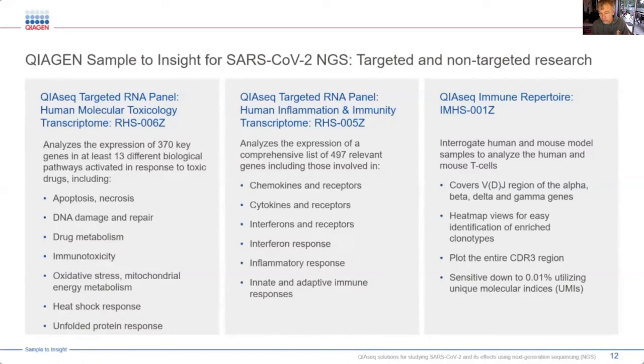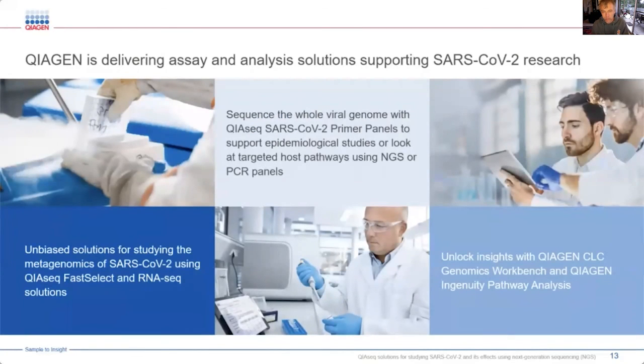Now, the final thing to talk about here is also the immune repertoire, and specifically being able to look at T cells and how they respond to this type of infection. So our QIAseq Immune Repertoire Kit allows you to cover the entire VDJ region of the alpha, beta, delta, and gamma genes. So no matter whether you're looking at the pathways or the T cells themselves, you can hone in on specifically what's going on with these targeted panels.